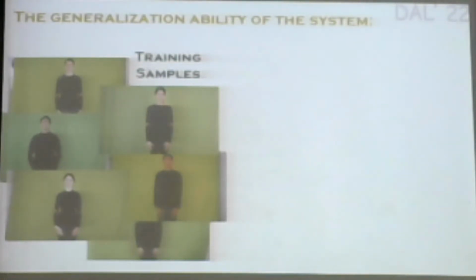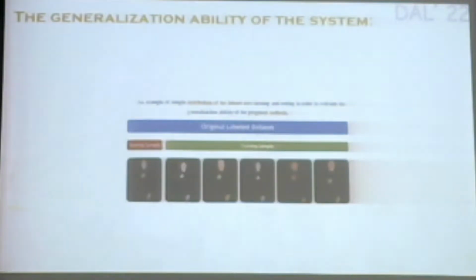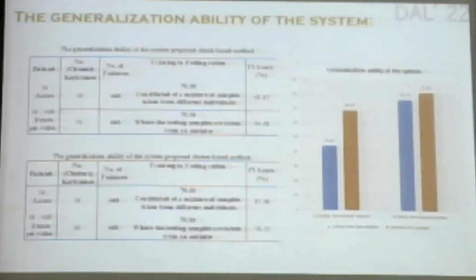Another method of testing the system was to check for the generalization ability of the system, where the test sample is a sample that has never been included in the process of training the system with the other samples. So again, we ran a set of experiments, and these were the results. What you see over here is the generalization ability. The blue bar shows the generalization ability of the system. And yeah, thank you.